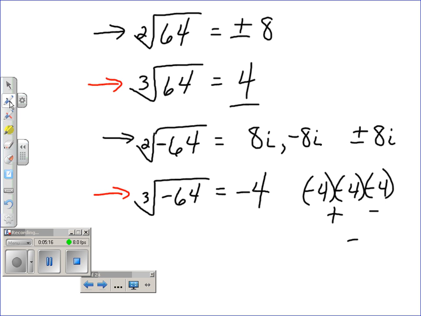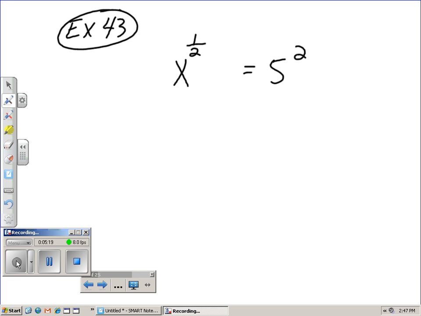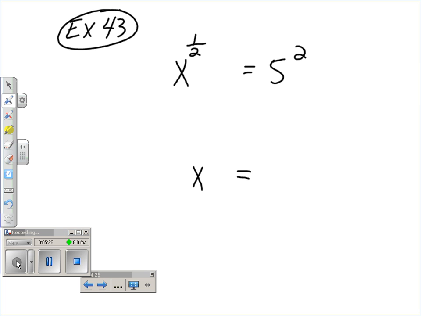My bad. All right, so we're ready to look at our example for your problem number 43. So x raised to the 1/2 power equals 5 squared. Now what are we trying to do? We're trying to get x alone. That means I have to get rid of that exponent. Now what's the easiest way to get rid of an exponent? The easiest way is to raise it to another power. And the power you want to raise it to is its reciprocal. Now, before I forget, I want to raise this side to that same power.